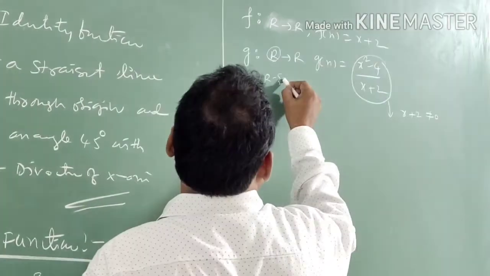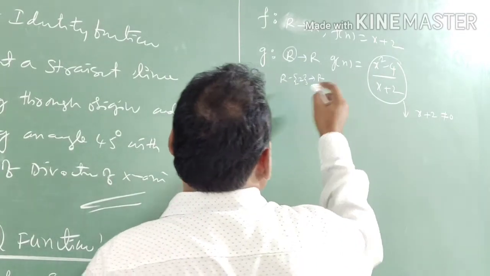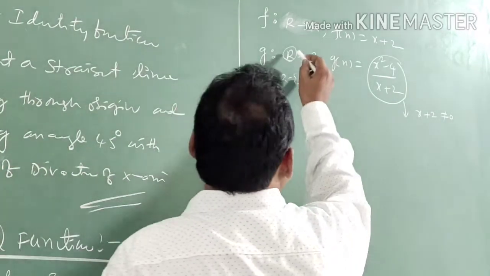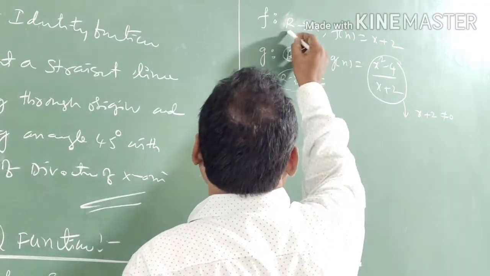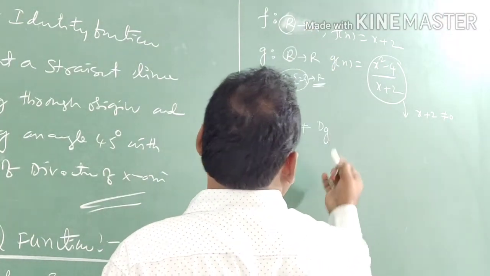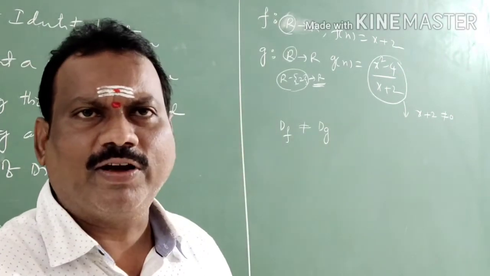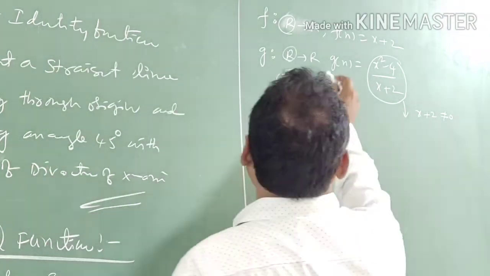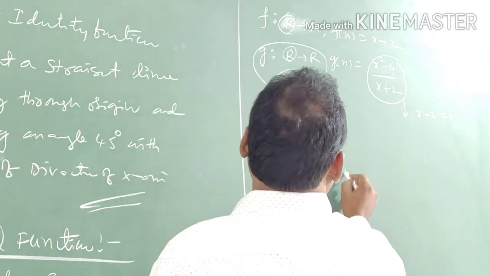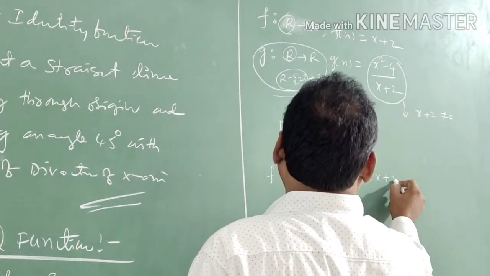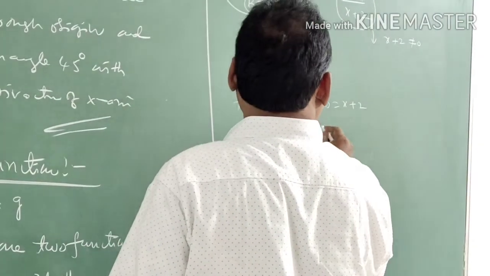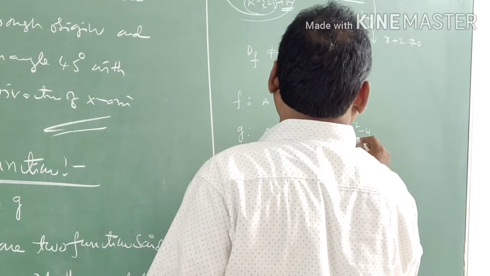Yes, that's why here R to R is not valid for this function. You have to take R minus 2 to R. Then the function is defined. Now you can see that this domain is R minus 2, this domain is R. So domain of f is not equal to domain of g. So we don't call them equal functions. For example, let the domain be redefined. How is it redefined? f is a mapping from A to B, f of x is equal to x plus 2, and g is a mapping from A to C, g of x is equal to x square minus 4 by x plus 2.